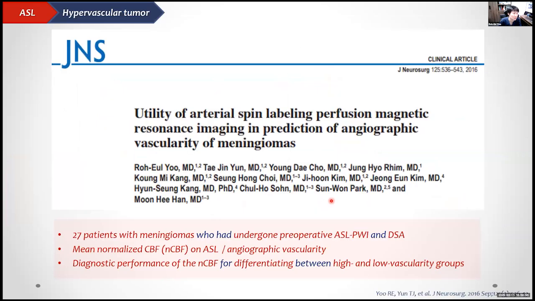And lastly, it can also be used in other hypervascular tumors, one of which is meningioma, one of the most popular hypervascular tumors we come across in clinical practice. So we took 27 patients with meningiomas who had undergone preoperative ASL PWI and DSA, digital subtraction angiography, and correlated the normalized CBF from the ASL with angiographic vascularity, and saw the diagnostic performance of the normalized CBF for differentiating between high and low vascularity groups, confirmed on DSA.